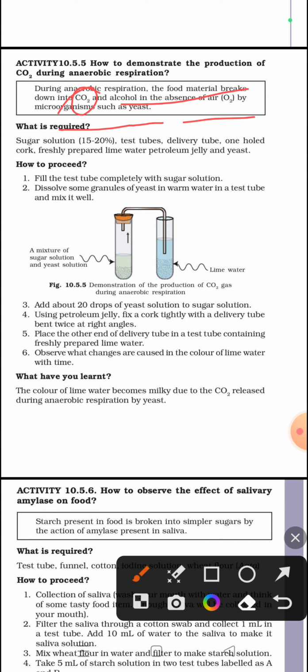This can be performed by filling a test tube completely with the sugar solution. Dissolve some granules of yeast in warm water in a test tube and mix it well. Add about 20 drops of yeast solution to the sugar solution using petroleum jelly. Fix a cork tightly with a delivery tube, bent twice at right angles. Place the other end of the delivery tube in lime water. Observe the changes caused in the color of the lime water by CO2. When the color of the lime water changes, it proves that carbon dioxide is released by anaerobic respiration.